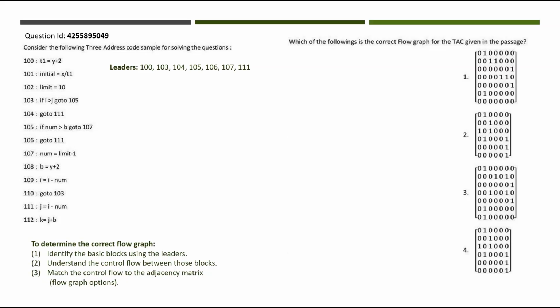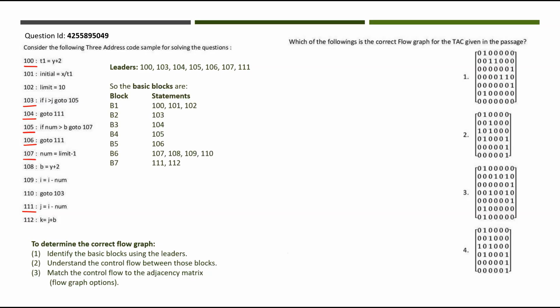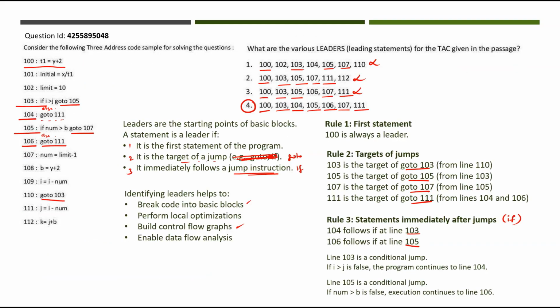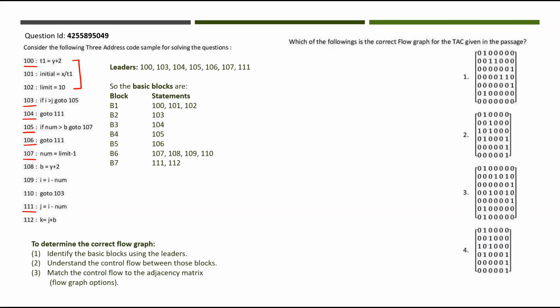Now we have to find the basic blocks. Just mark the leaders: 100, 103, 104, 105, 106, 107 and then we have 111. 100 to 102 is block 1. You have to now recollect the leader statement. Leaders are the starting points of basic blocks. Whenever you have a leader, that will be the starting point of a basic block. So this is one block.